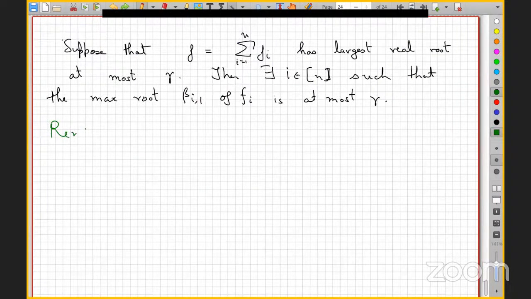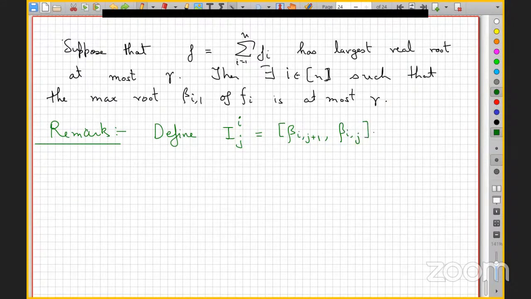So what does the common interlacing mean? Here is a version which maybe sounds more reasonable. Define this interval: for the ith polynomial, the jth interval, from beta_{i,j}, the jth root, for j equal to 1 to d minus 1, taking the intersection over all such intervals. These intervals have to be non-empty, with beta_0 equal to minus infinity and beta_{d+1} equal to infinity.